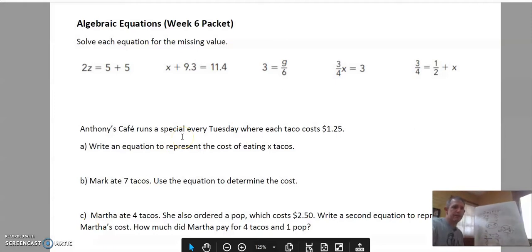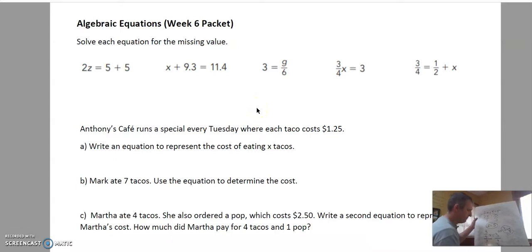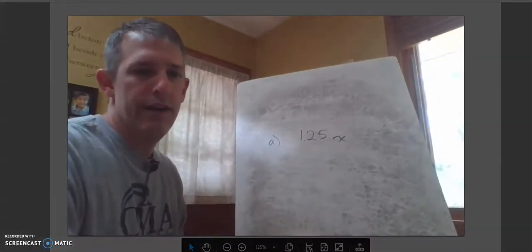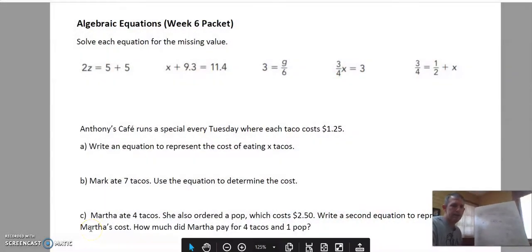Okay, Anthony's Cafe runs a special every Tuesday where each taco costs $1.25. Write an equation to represent the cost of eating x amount of tacos. So each taco costs $1.25. So we're going to write that. And then how many tacos am I going to buy? I'm going to buy x amount of tacos. So I put an x there. Okay, so $1.25 per taco.